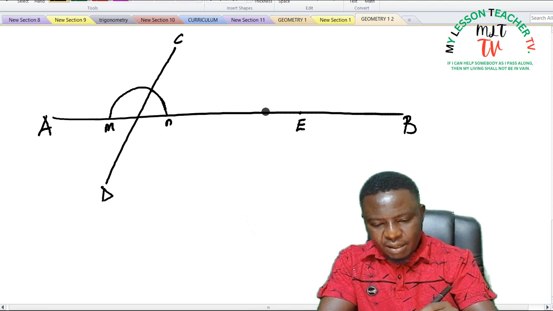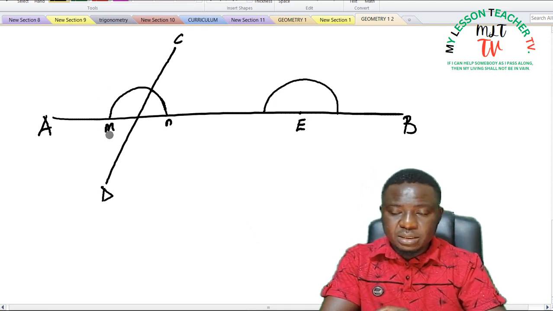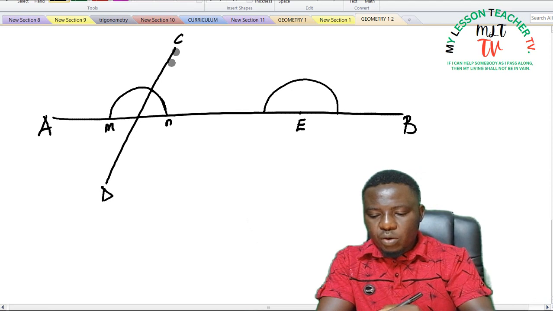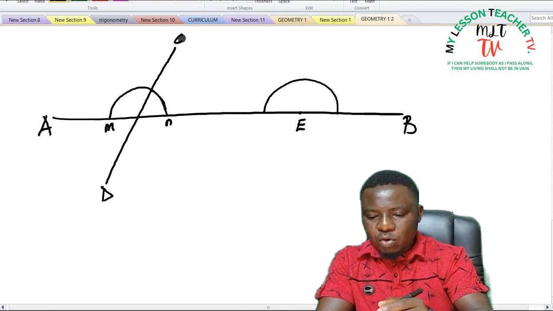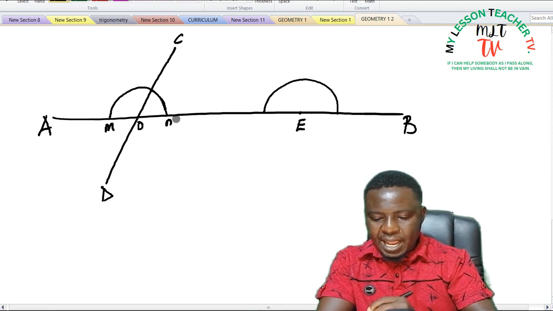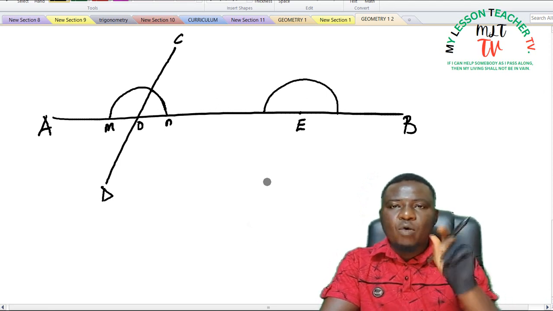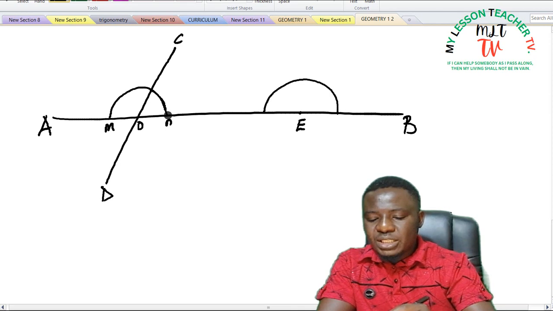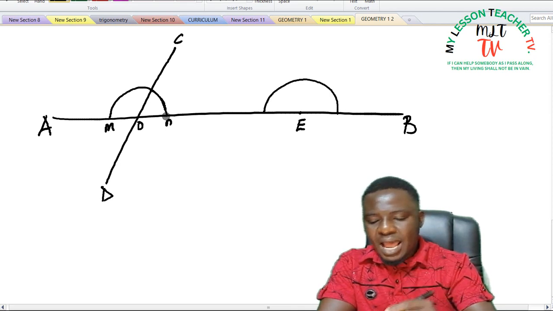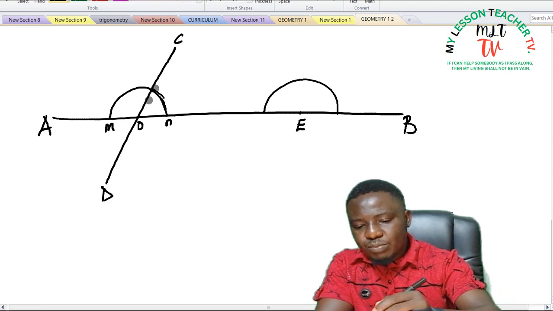With E as center, I'll construct a semicircle with that same radius as MN. Now, how do I ensure that angle CON, let me call this O, is equal to the required angle? What I will do is pick my compass with N as center. I will copy out the angle CDN. That is this way.